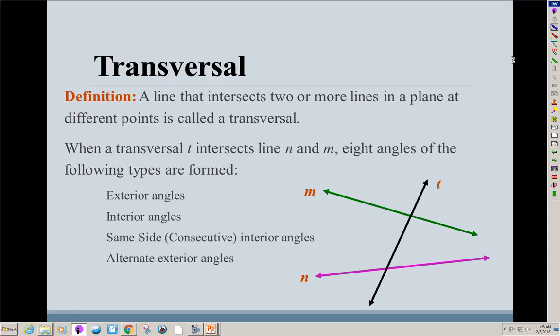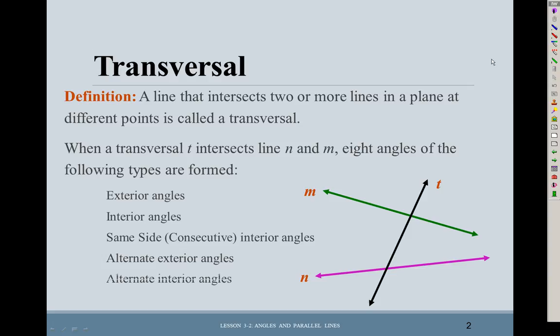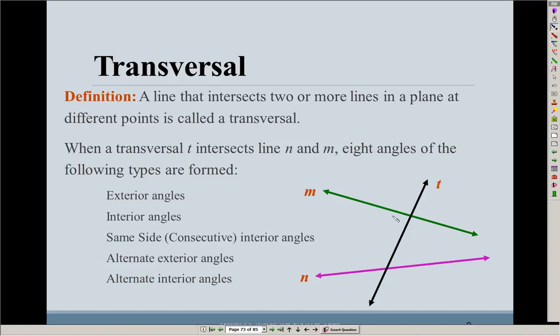Alternate exterior, they're outside of the lines on opposite corners. Alternate exteriors are on opposite corners. There's one pair, and there's another pair. Alternate interior are inside the lines on opposite corners. There's a pair of alternate interiors, and there's a pair of alternate interiors.